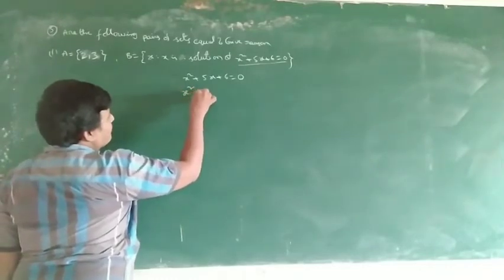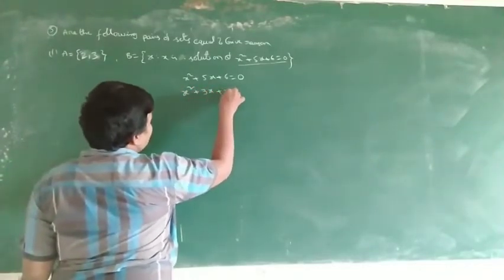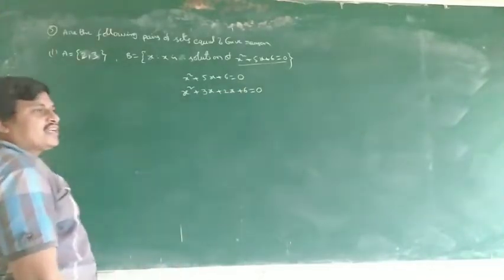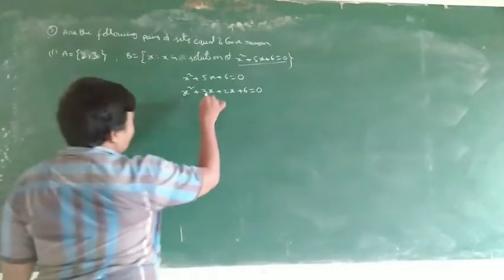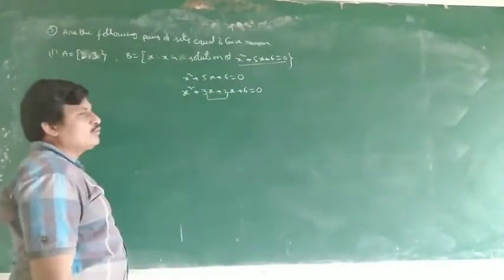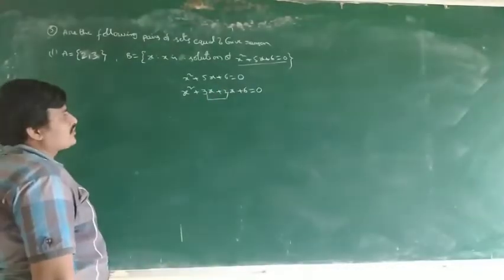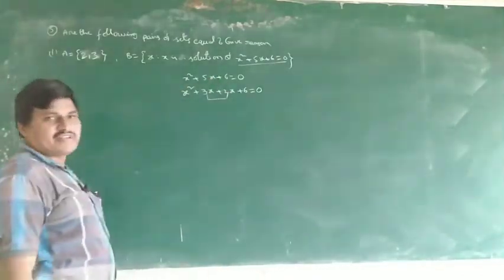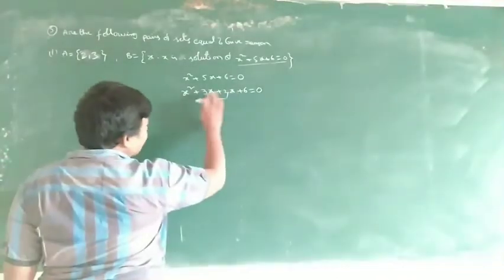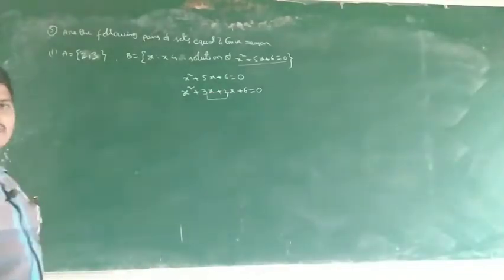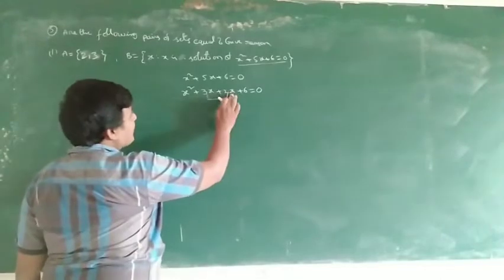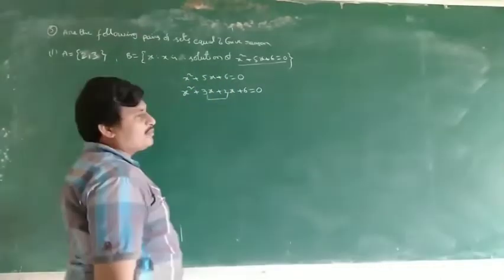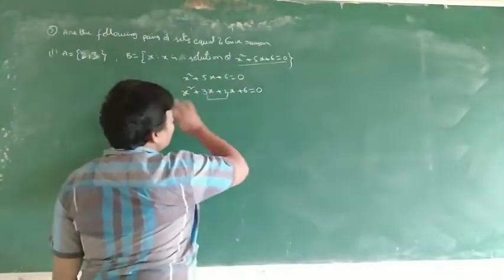x square plus 3x plus 2x plus 6 is equal to 0. What is the trial and error method? It is adding two terms such that adding the two terms equals the middle term of the given equation, and multiplying the two numbers equals the product of the first and last terms of the given equation.